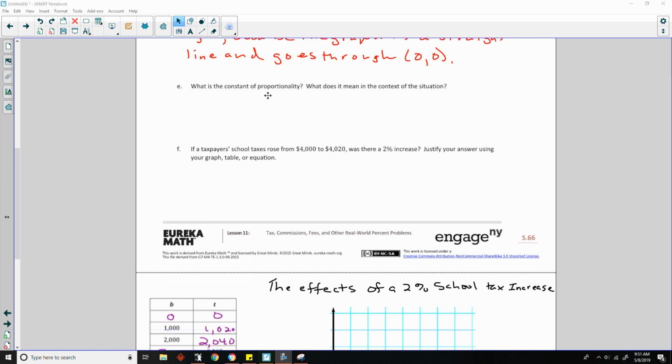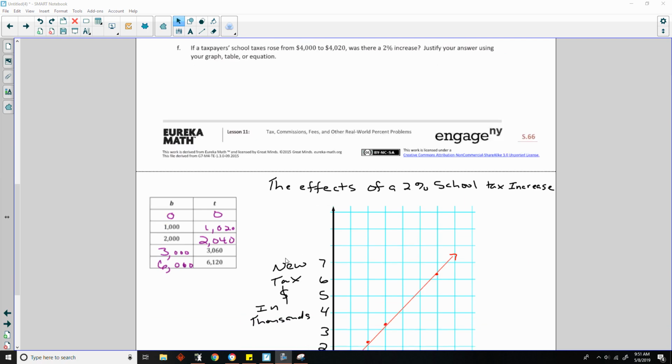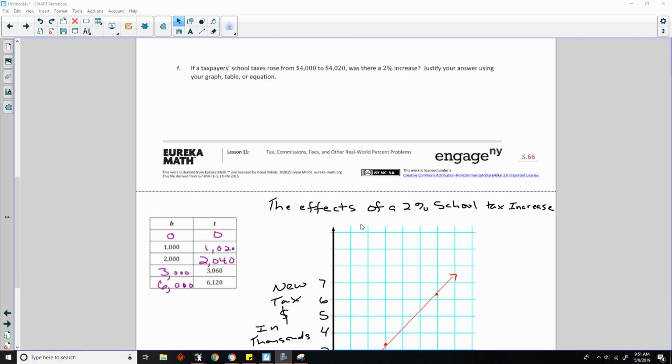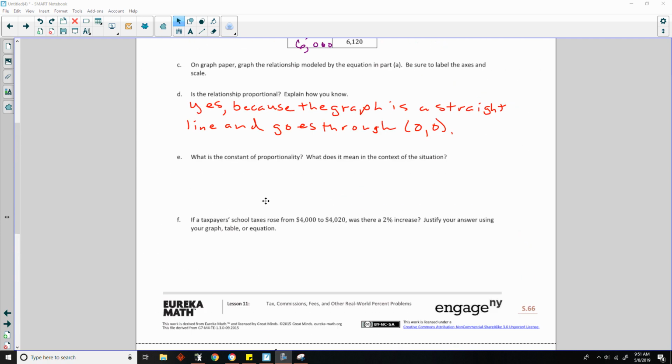Part E says, what is the constant of proportionality? What does it mean in the context of the situation? Okay, so the constant of proportionality is how much it increases at a constant rate. And the rate was 1.02. It was increasing by 2%, or 102%, each time. So I would say the constant of proportionality is 1.02. It means that after the 2% tax increase, $1.02 will be paid for every dollar of tax paid before the increase.